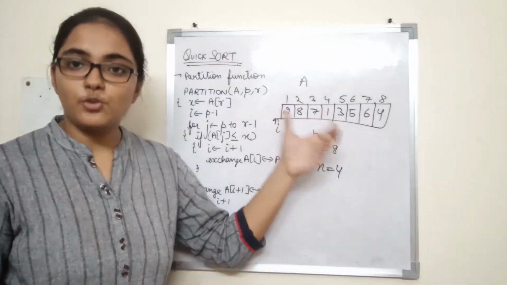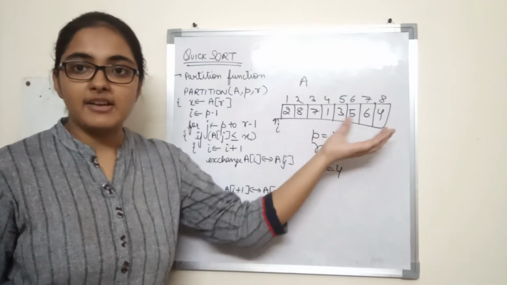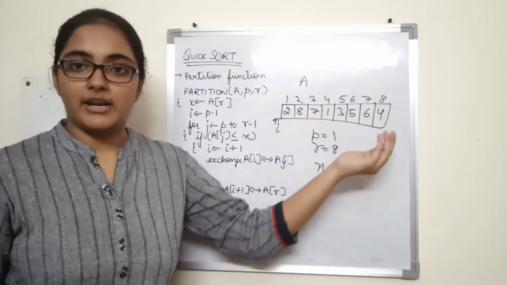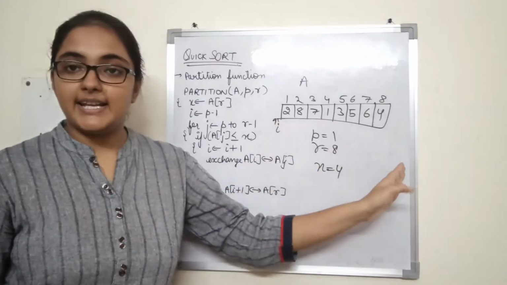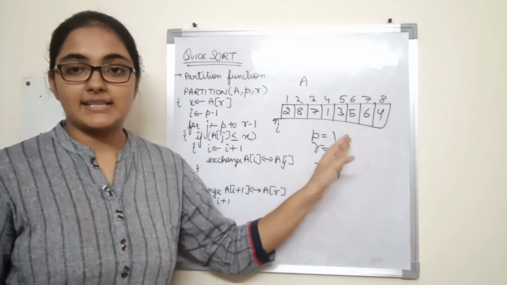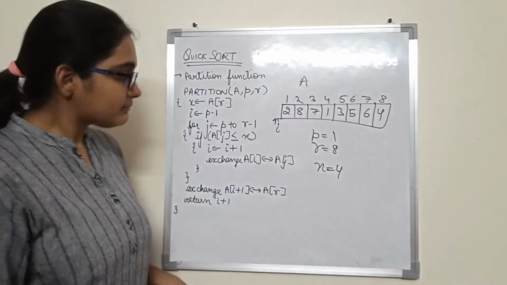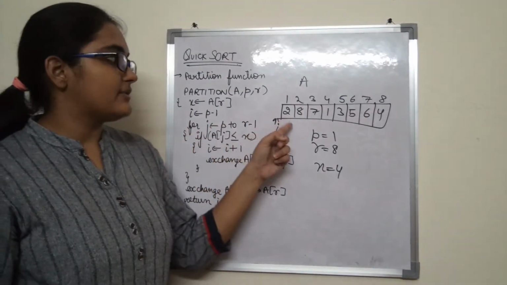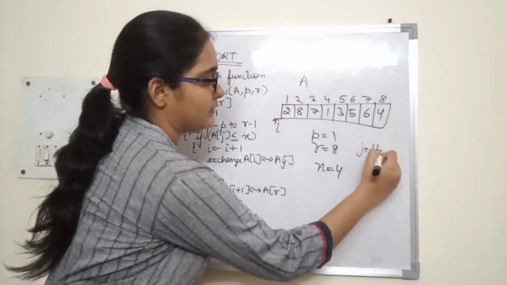Not halves, but 2 parts. It may not be divided into halves. It might turn out that all the elements are present in one part. So we cannot say that we are dividing the array into 2 halves; we can say that we are dividing the array into 2 parts. So I is equal to P minus 1, and J is running from P to R minus 1, that is, from 1 to 7.